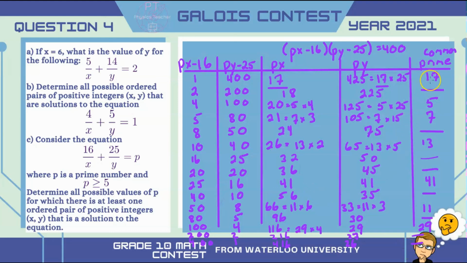Alright, so when we're done our chart, we see that there's 1, 2, 3, 4, 5, 6, 7 possible values for p.